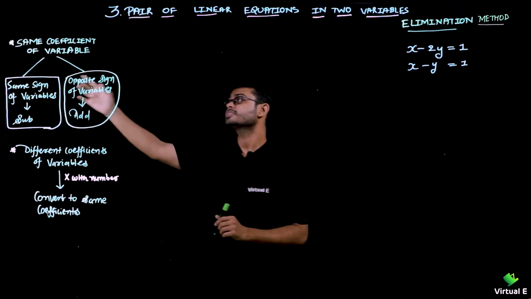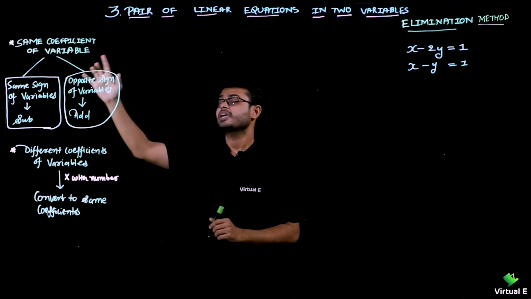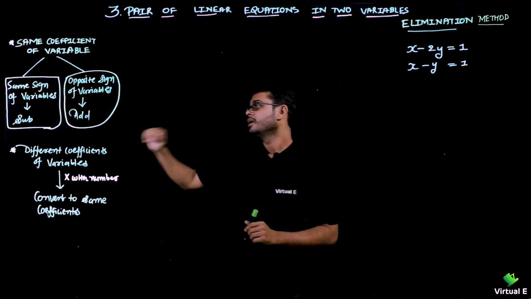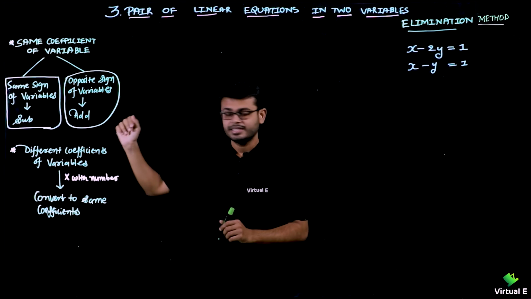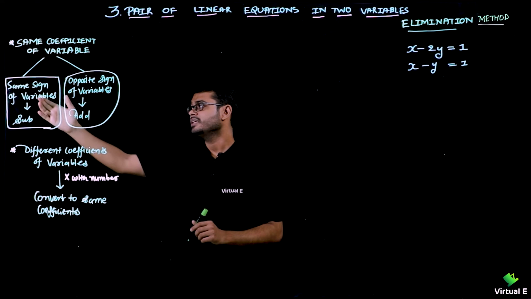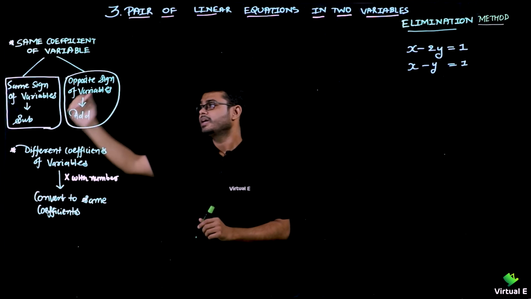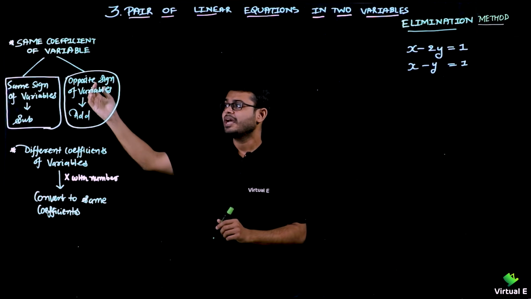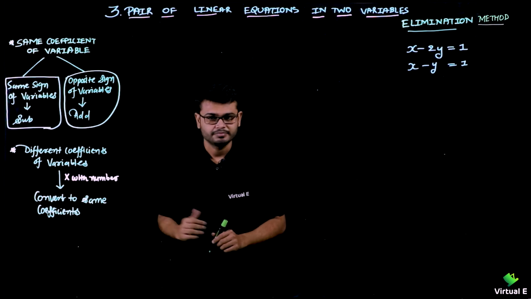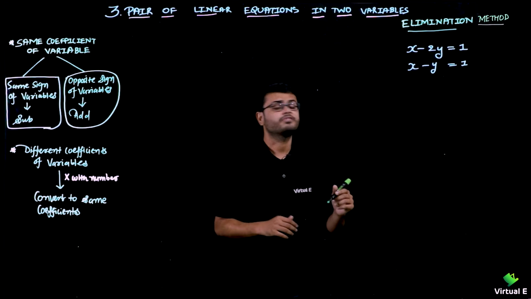First I am going to discuss when you have the same coefficients of a variable. What we will be doing in that case: if the sign of the variable is the same, then we will subtract, and if the variable has opposite signs, then we will add. So let's first talk about coefficients.